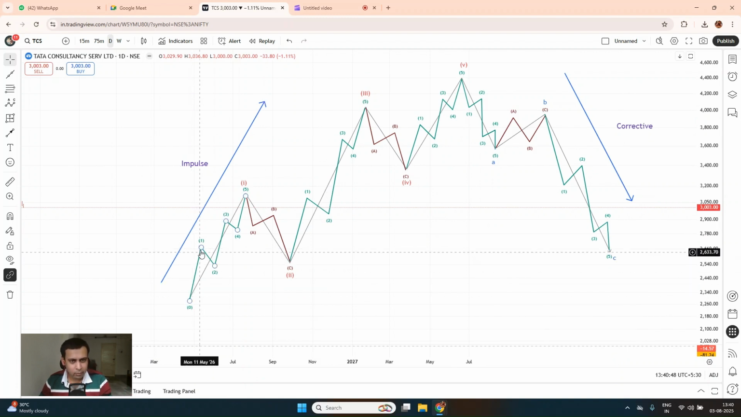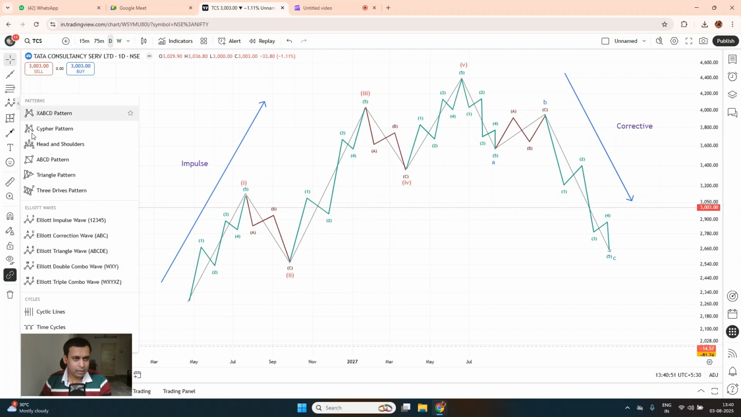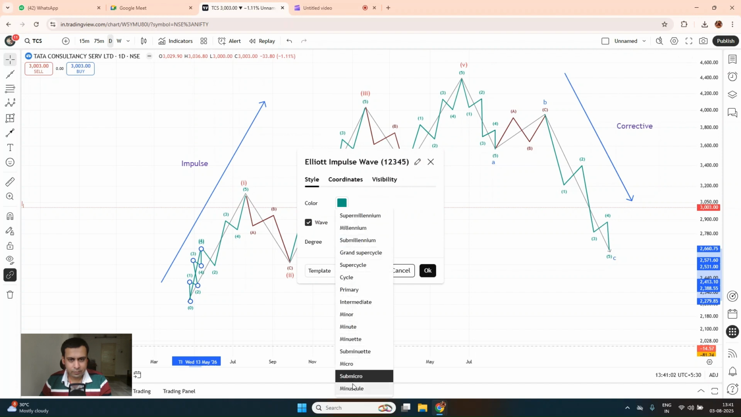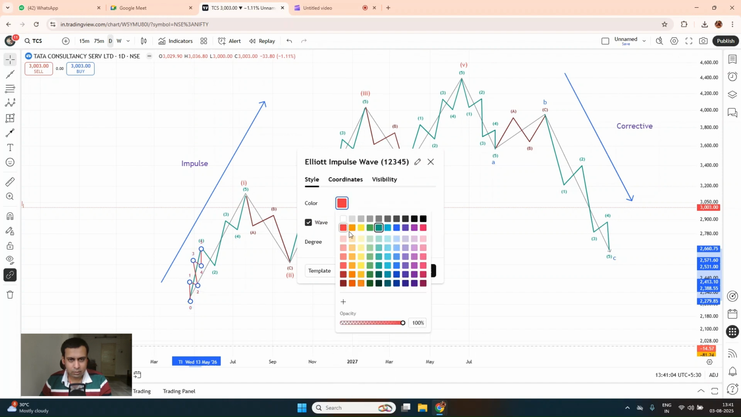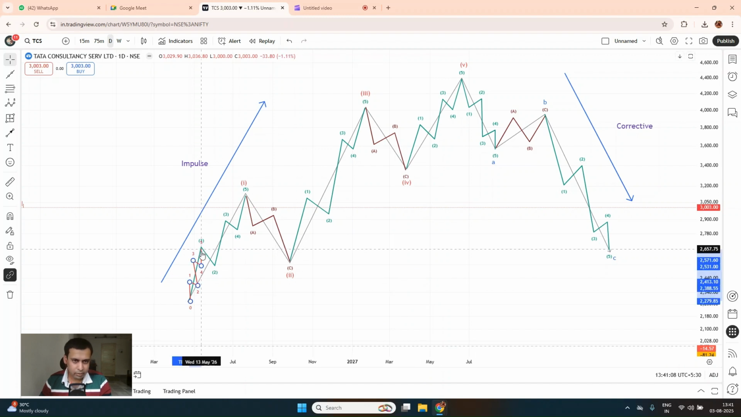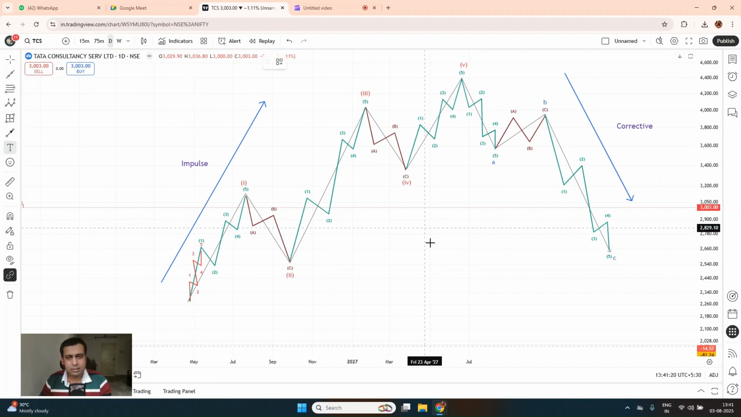If I go down one more level, I will have five waves here. I'll just change this to some other color. You guessed it right. So even in 1, 2, 3, 4, 5, 1 of 1, 2, 3, 4, 5, of 1 of 1, 2, 3, 4, 5, whatever combination you see, you will always have a wave within a wave, right?